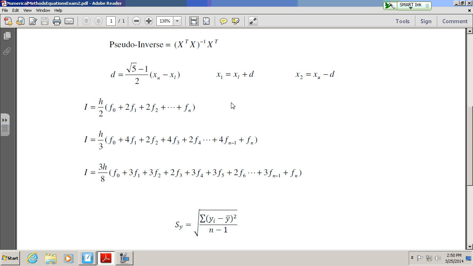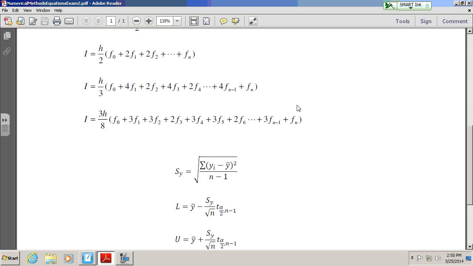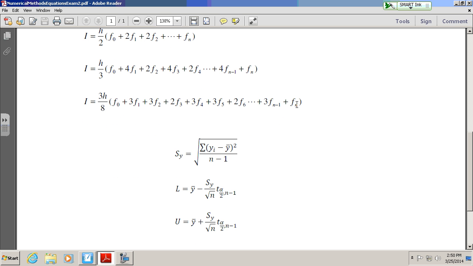I also gave you the formulas needed for golden section, for the stuff that you'll need for that. And I gave you the formulas needed for the trapezoidal method, Simpson's 1/3, and Simpson's 3/8 method. And finally, I gave you the formulas here for standard deviation of a sample and the upper and lower confidence bounds. Okay? So I think I've given you everything you need as far as formulas for this upcoming exam.